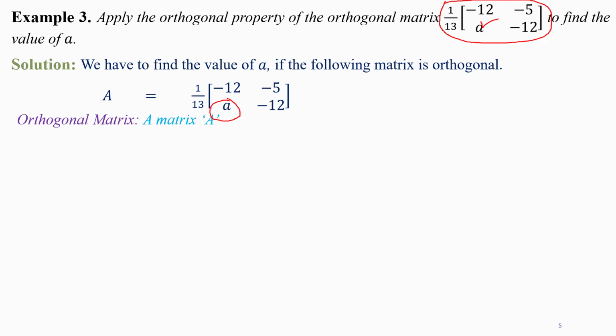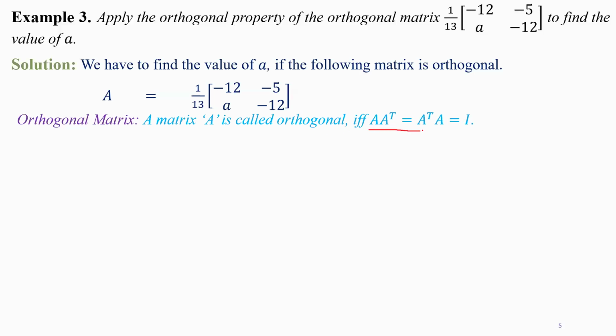We know that a matrix A is called orthogonal if A transpose A is equal to A A transpose, which is equal to I. That is, A into A transpose is equal to A transpose A equal to I. Since the given matrix is orthogonal, we will take only the first part, no need to consider both. So we are taking this one: A into A transpose is equal to I.